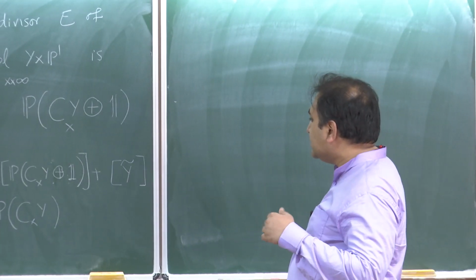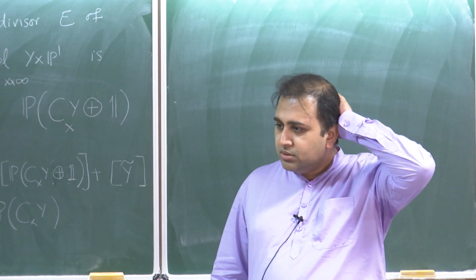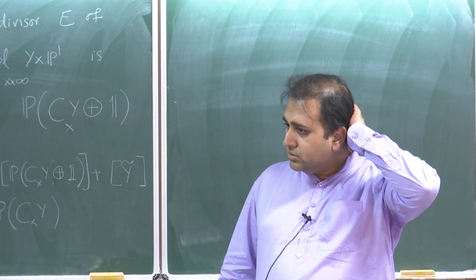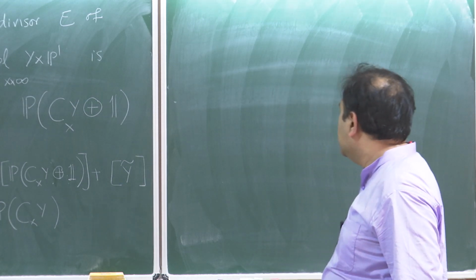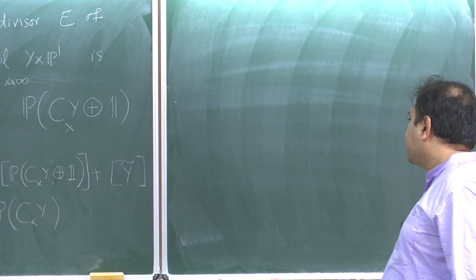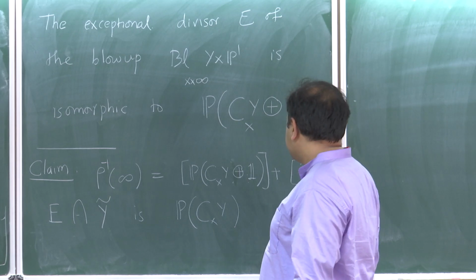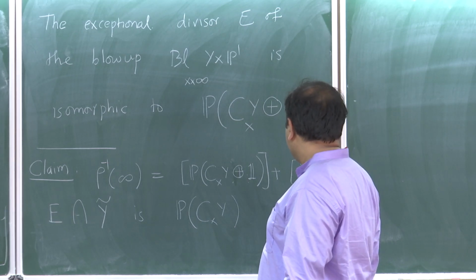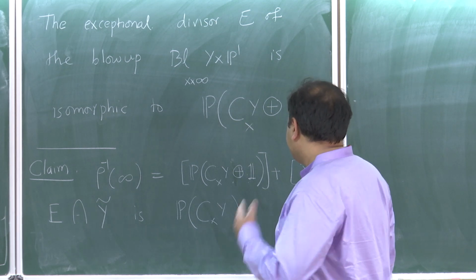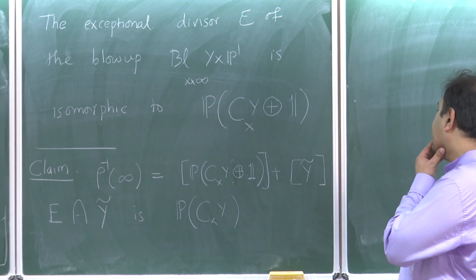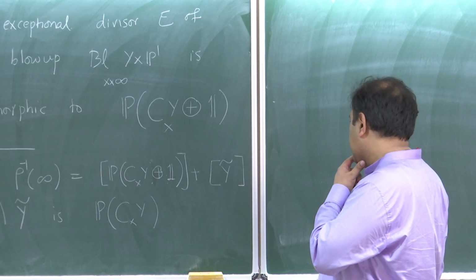No, so they have to intersect in... I'm just confused. Take the base x to be a point. Now you have vector space V and V plus 1. I understand that this has to be the thing at infinity, and that is the intersection of the proper transform with the intersection. So what remains is just C_xy. E minus this intersection equals C_xy.